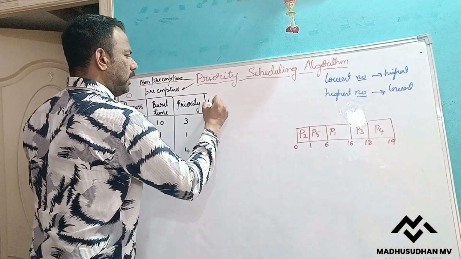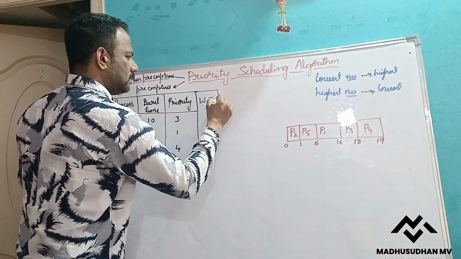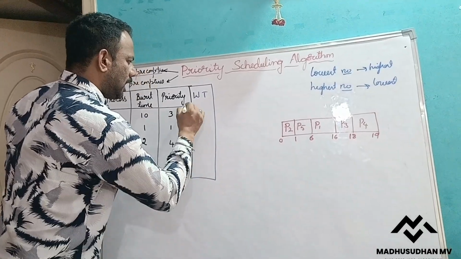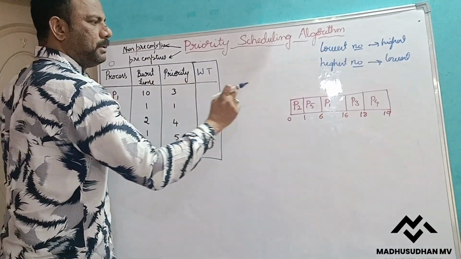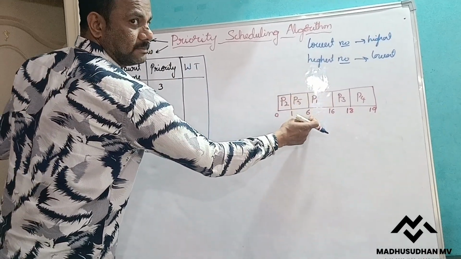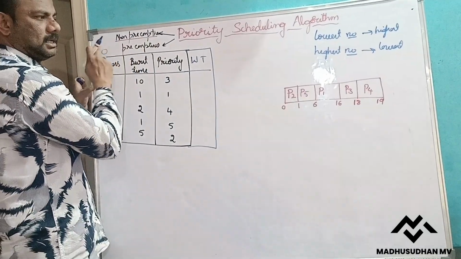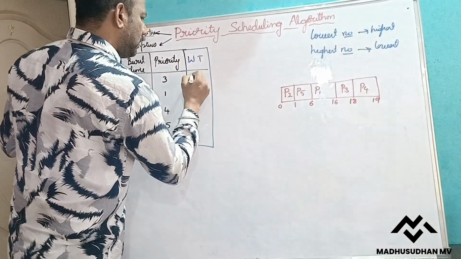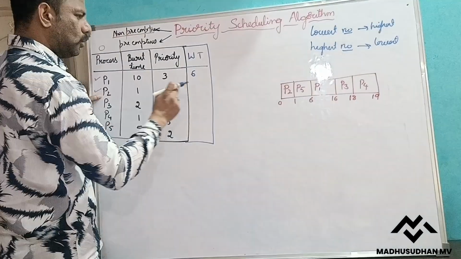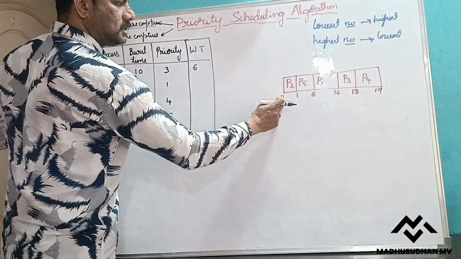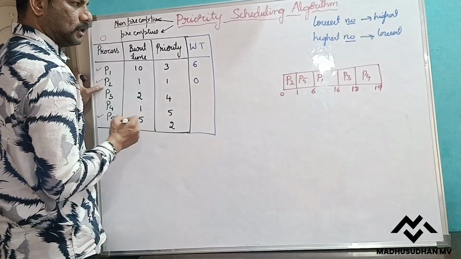Now as usual, let us find out the waiting time. Waiting time of process 1. See, P1 at what time does it start? 6. So P1 waited for 6. Arrival time is all 0 only. Next P2. P2 starts at 0 time, so it doesn't wait at all, 0.